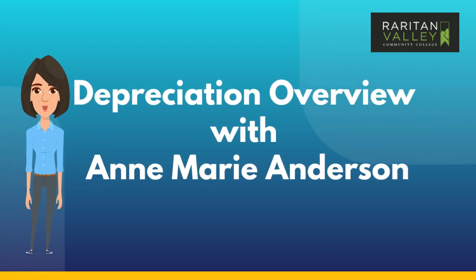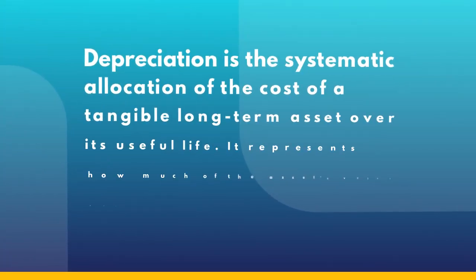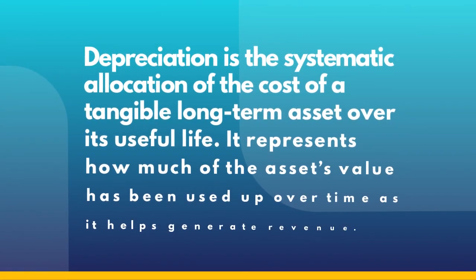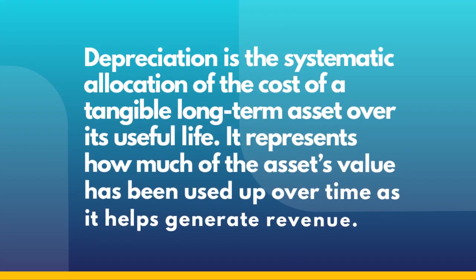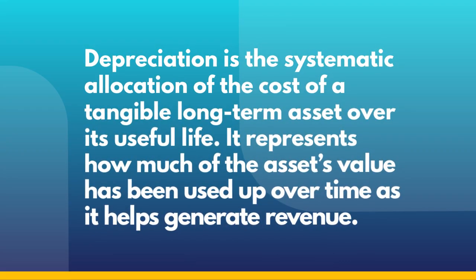Today we're going to be learning about depreciation. As always, let's start with the definition. Depreciation is the systematic allocation of the cost of a tangible long-term asset over its useful life. It represents how much of the asset's value has been used up over time as it helps generate revenue.